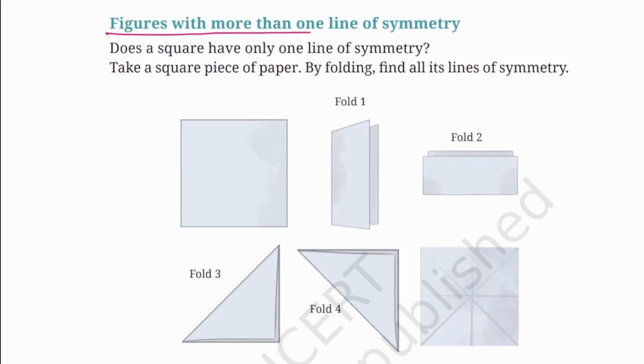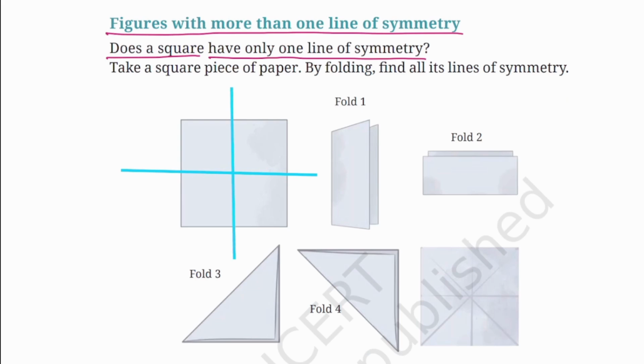Figure with more than one line of symmetry. Does a square have only one line of symmetry? No. You can draw and check. A square has four lines of symmetry like this. You can fold it like this, like this, like this or this and get all these four lines of symmetry.